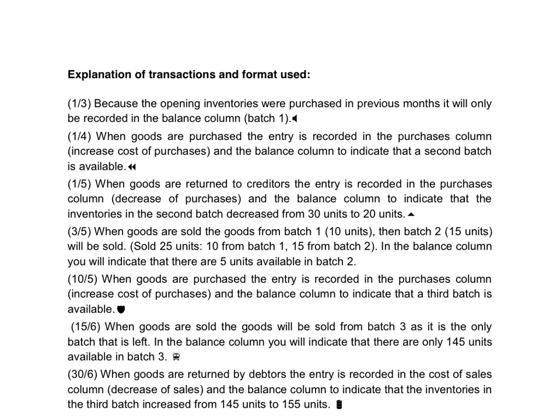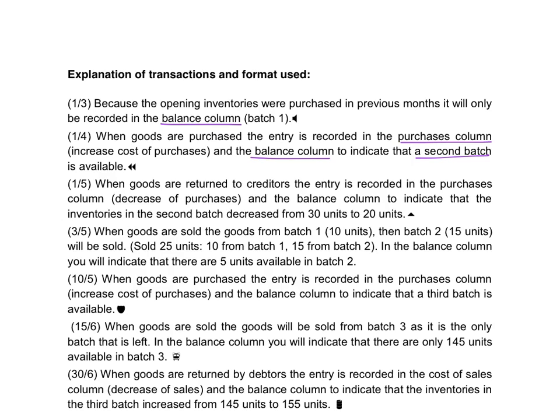On this page, I recorded an explanation of each transaction. So if there's opening inventory, you will not record it in the purchases column because it was purchased in previous months. It will be recorded in the balance column immediately. When goods are purchased, the entry is recorded in the purchases column so that the cost of purchases can increase, and that you can indicate in the balance column that there is a second batch that can be sold.